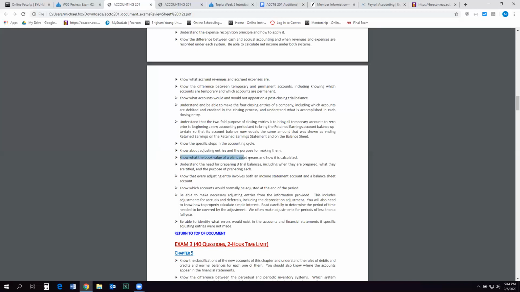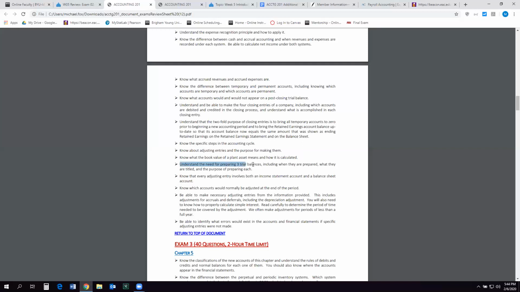Know what the book value of a plant asset means and how it is calculated. The book value is the purchase price of the asset minus the accumulated depreciation on the asset. So book value equals asset cost minus accumulated depreciation.